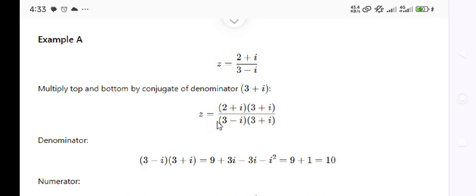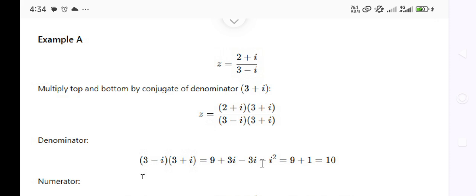So expanding the denominator, just like normal expansion, 3 times 3 is 9. Next, 3 times i is 3i, just like saying 3 times x is 3x. Next, we have minus i times 3, that's minus 3i. Then we have minus i times i, that's i squared. Then minus times plus is what? Minus.